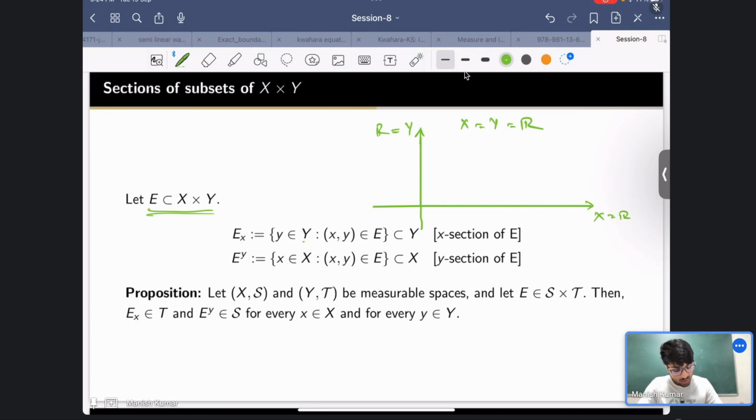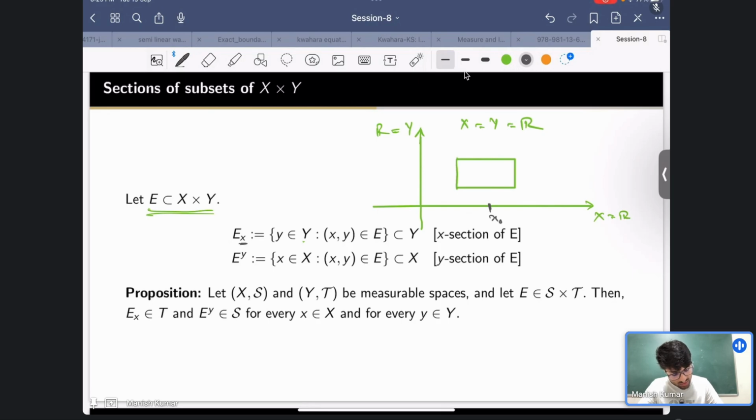Okay. Now suppose you have some subset E. So to start with, let's take the simple rectangle. Okay, so let's say you have this E. Now what is my E_x and E_y? That is the question. So how is E_x defined? You fix some x. Okay, so let's say this is your x, or x naught if you want. So it is saying that the collection of all y in Y such that (x, y) belongs to E.